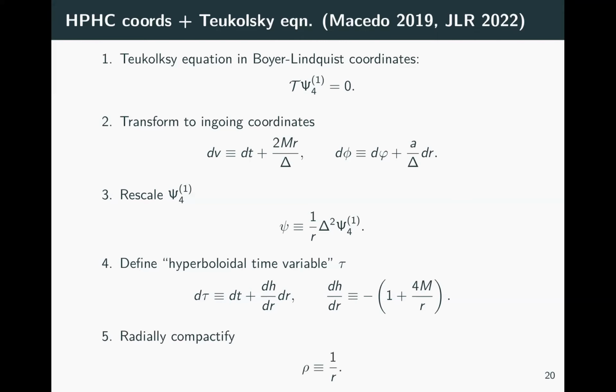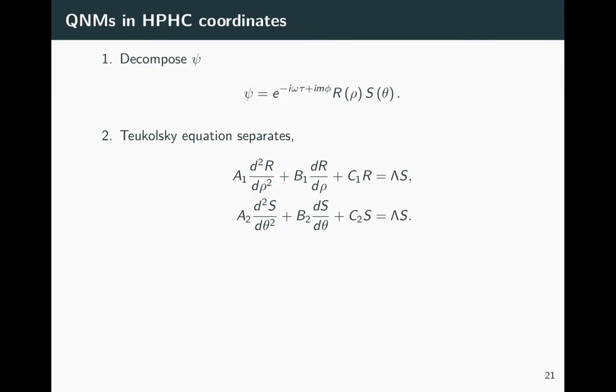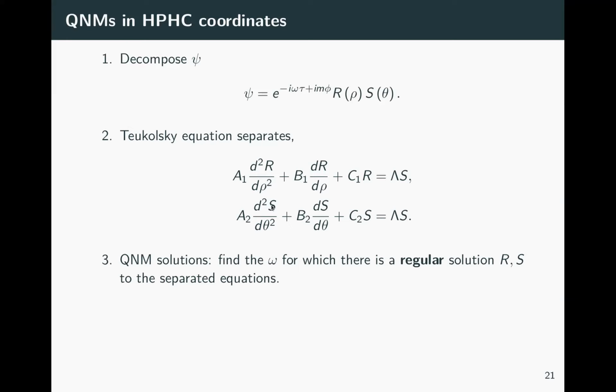Okay, and then finally you radially compactify, so you can put everything on a finite grid. I just chose this simple compactification because it was easy to code. It turns out the Teukolsky equation under the same decomposition also separates, just like in Boyer-Lindquist. So that's great. We still have our separation constants, and we still have our equations for R and S. You can still think of the QNMs as the solutions to this set of equations, for which you have regular solutions now. So you find the omega and the R and the S for which you have a regular solution here.